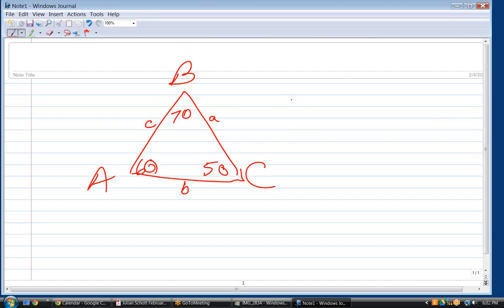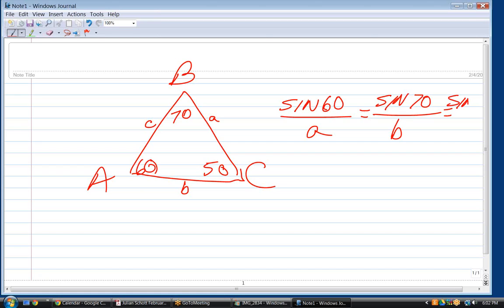In other words, if I look at the first angle, sine of 60, and divide it by its opposite side, A, that ratio is going to be the same as the sine of 70 opposite its opposite side, B, and that ratio will be the same as the sine of 50 opposite C. Okay? So, the ratio is fixed. Regardless of which angle you're looking at, if you take the sine of that angle from a calculator, the ratio with its opposite side is the same.